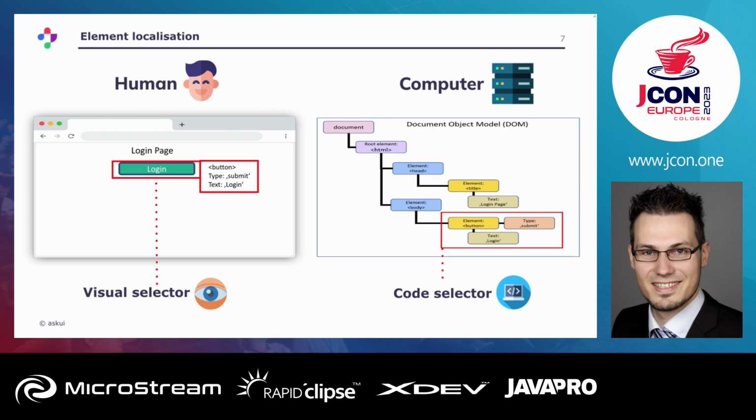But when we get to the browser, this completely looks different for a computer or for a framework. So there we have to use a code selector. And the code selector always automates on some form of structure. If we see this as a web page, then it's the DOM, document object model, and the document object model is hierarchical. So if you want this button on the right, then you have to navigate the whole way down and write a selector for it.